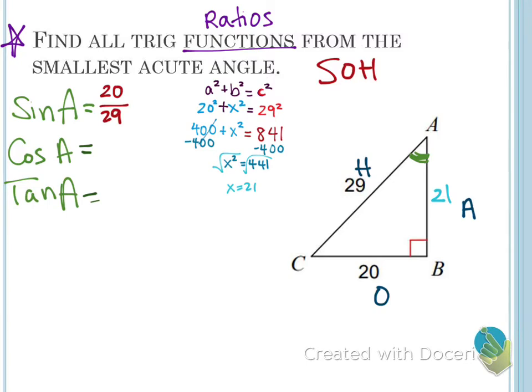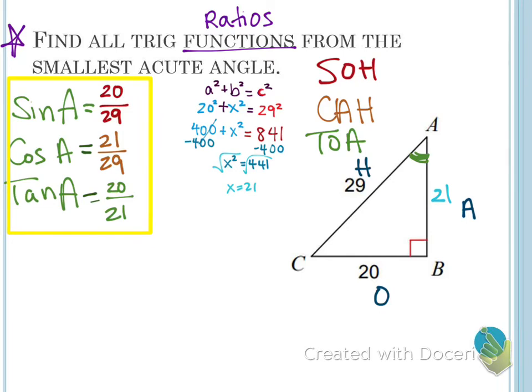So that's SOH. CAH: what will go in the numerator? Adjacent, which is 21, and then the hypotenuse, which is 29. TOA: opposite will go in the numerator, which is 20, and then adjacent will go in the denominator, which is 21. You'll go ahead and box it in. Please ensure that your answer looks exactly like mine. It says angle A, it's an equation with an equal sign, or it's literally just mumbo jumbo. Everyone's looks like this.